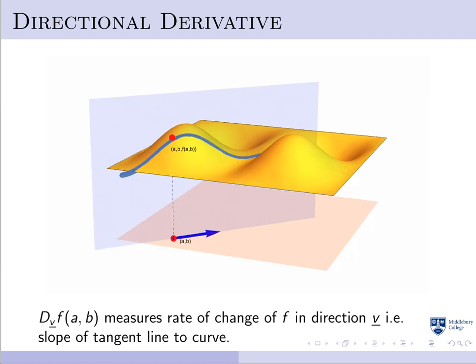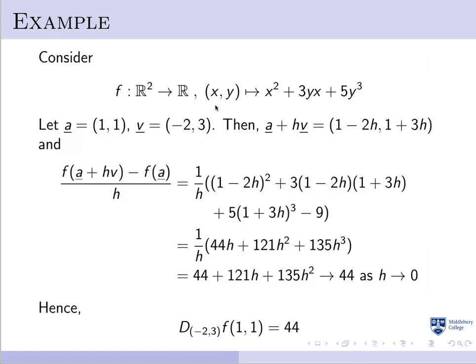What the directional derivative computes is precisely what we're after. We take our direction vector v, this blue vector here, from our point (a, b). Now we take a vertical plane that lies along v and passes through the point (a, b), intersect that with the graph of f to give us this curve, and now the directional derivative computes the rate of change of f in this direction. This is exactly the same as computing the slope of the tangent line through this point on the graph. For example, using this limit definition, if we take this function, we can compute the directional derivative to be 44.